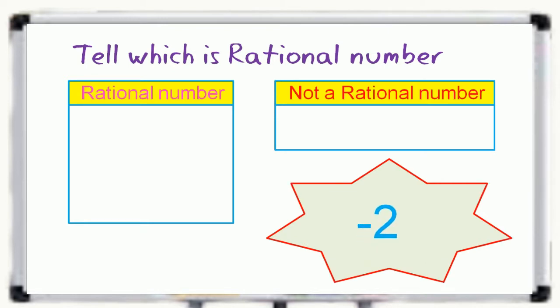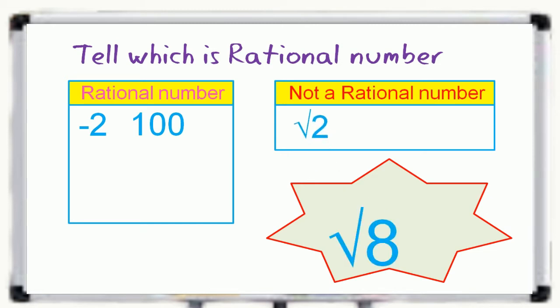So here, minus 2. Minus 2 is a rational number. We can write minus 2 in the form of p by q: minus 2 by 1. Here 100 by 1. These are rational numbers. So here, square root of 2. 2 is not a perfect square, so square root of 2 is not a rational number. Square root of 8 is also not a rational number.